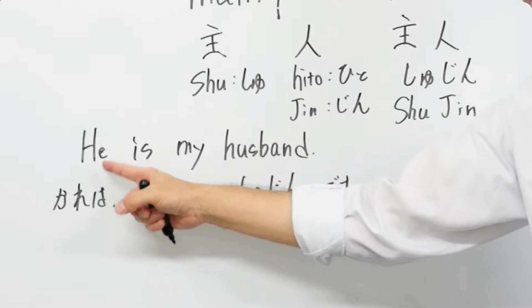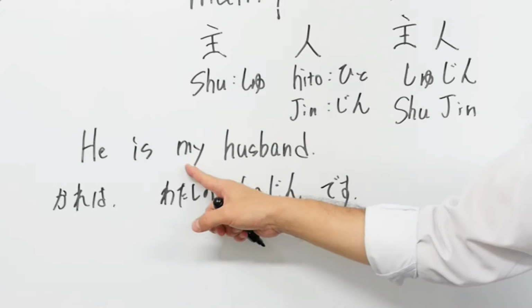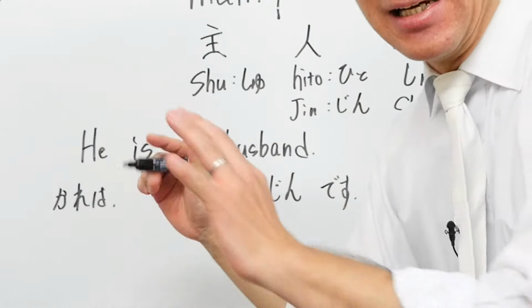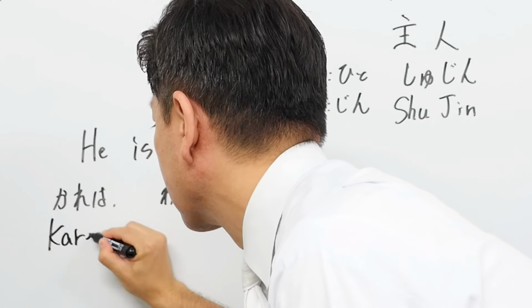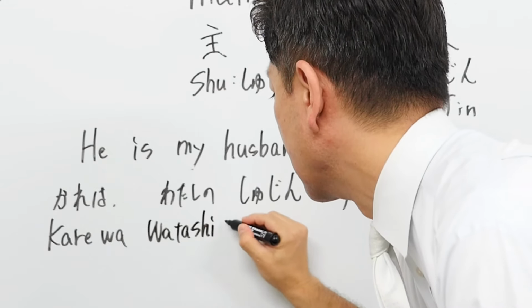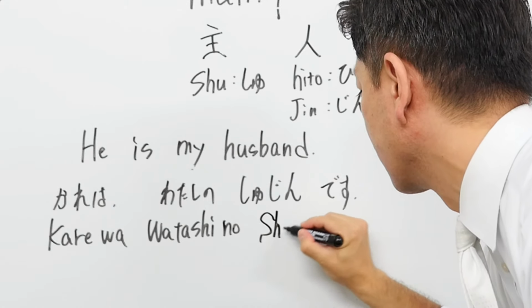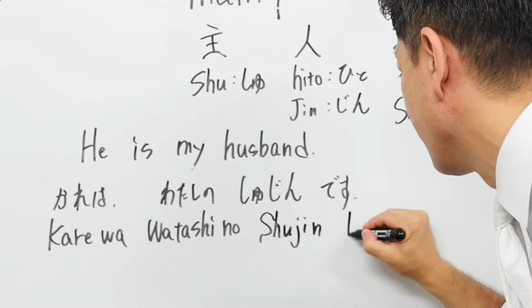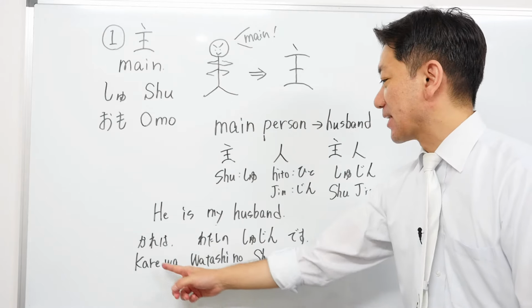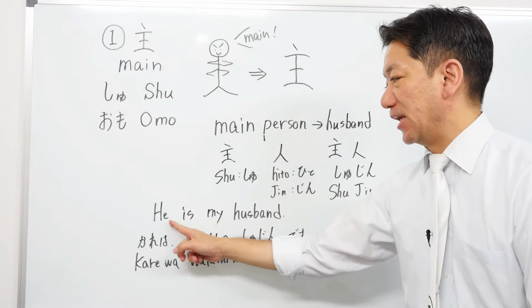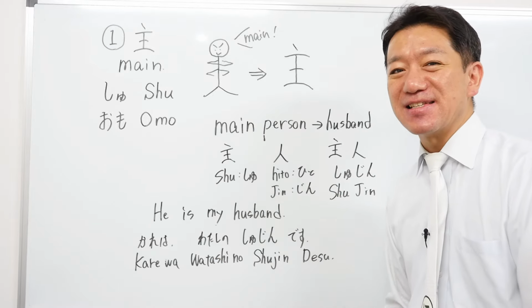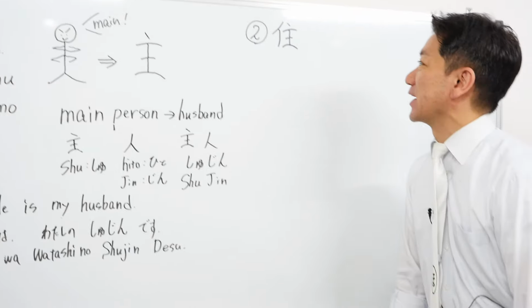He is my husband. He, 彼は, is this. My husband, 私の主人. Okay? I'm sure you're okay with that, but just in case, let me also write down the Roman form as well. 彼は私の主人です。That's all, okay? One last time, okay? He is my husband. 彼は私の主人です。He is 彼は. My is 私の, husband is 主人. Okay.